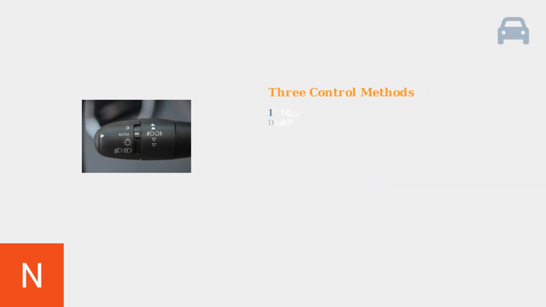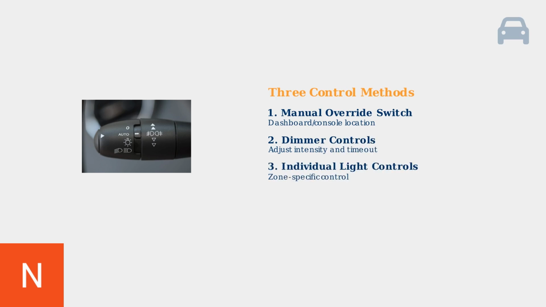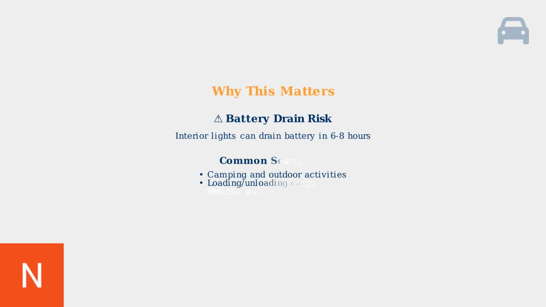There are three primary control methods: manual override switches, dimmer controls that adjust light intensity and timeout duration, and individual light controls for specific zones within the vehicle. Understanding these controls is crucial for preventing battery drain during activities like camping, loading cargo, or maintenance work. Interior lights left on can drain a typical car battery in just 6 to 8 hours. Mastering your vehicle's interior light controls ensures you can manage lighting effectively while protecting your battery from unnecessary drain.